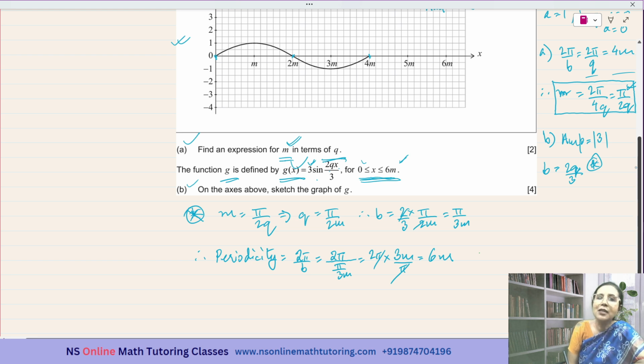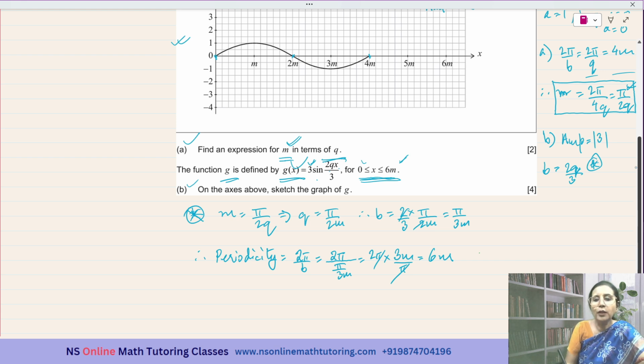You have to sketch till 6m, but that does not mean that a single sinusoidal wave will be covering the entire region from x equal to 0 to x equal to 6m. You may have multiple waves between 0 and 6m. So it is vital to check what is the periodicity of this g of x function. Just by looking at the domain, x ranging from 0 to 6m, don't assume that a single wave will be covering the entire region.